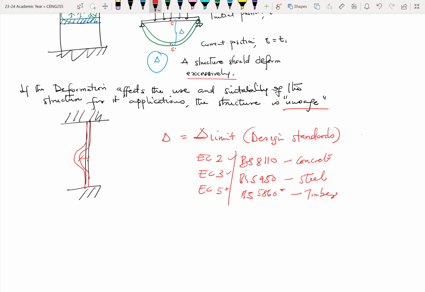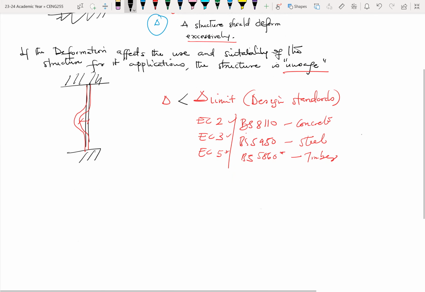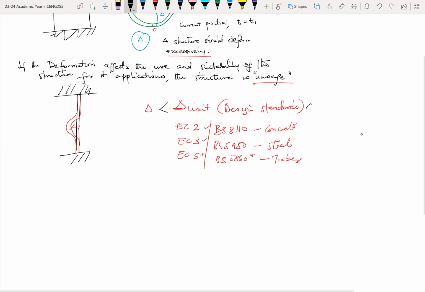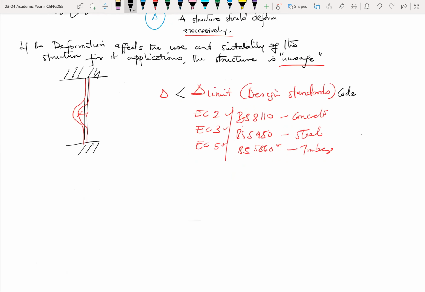So these are the different standards, and they would provide you with the limits of deflection that you should have. All right. So what it means is that when you calculate your deflections in the beams, they should not exceed the limits provided in these design standards, okay, or codes as we call them sometimes.